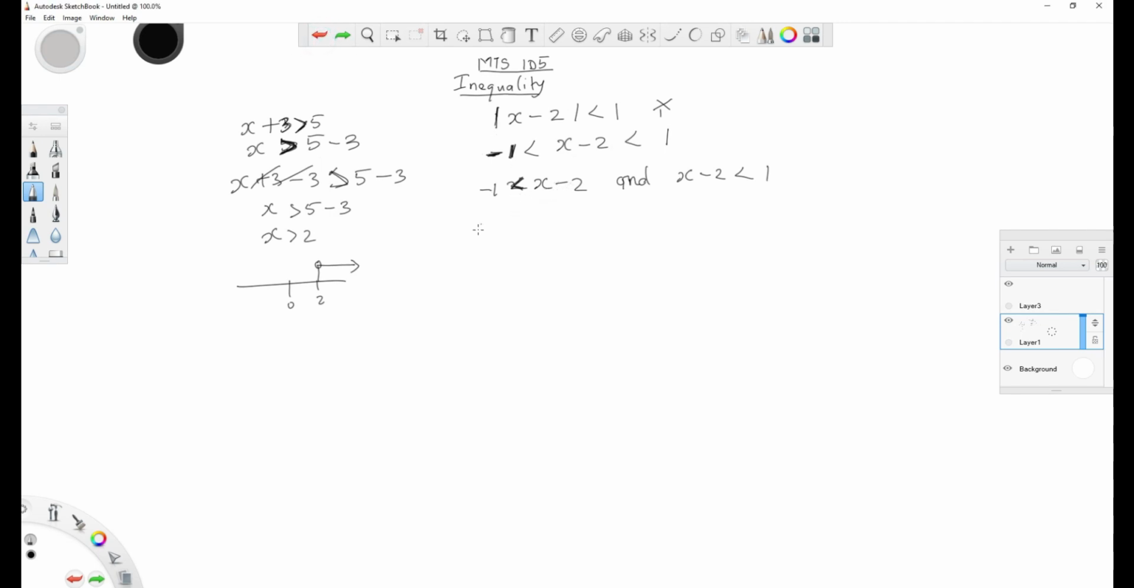Now minus 1, by the time this comes here, it becomes plus 2. And we are sure that the sign doesn't change because we didn't multiply through by a negative number. Then here, this one goes here and becomes plus 2. And again the sign isn't changing because we didn't multiply through by a negative number. Then this one becomes 1 less than x, and at the same time x less than 3. So you can see 1 is less than x, and x is less than 3. This is the answer to this inequality.